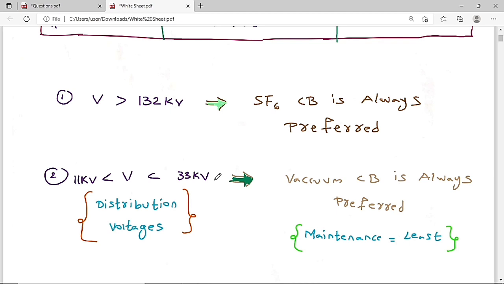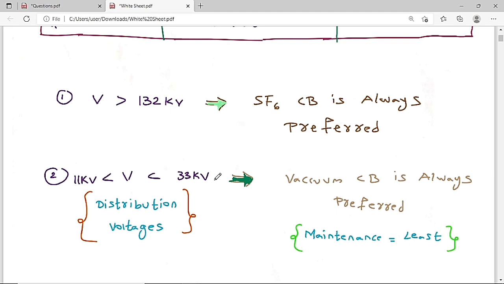The dielectric strength of SF6 gas is always greater than that of air. It is nearly equal to 2 times the dielectric strength of air.